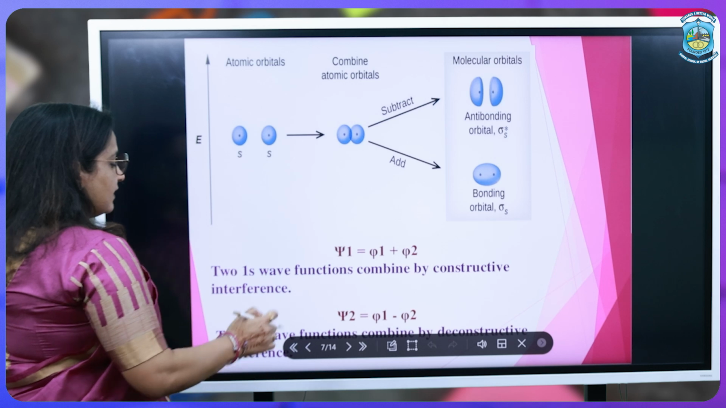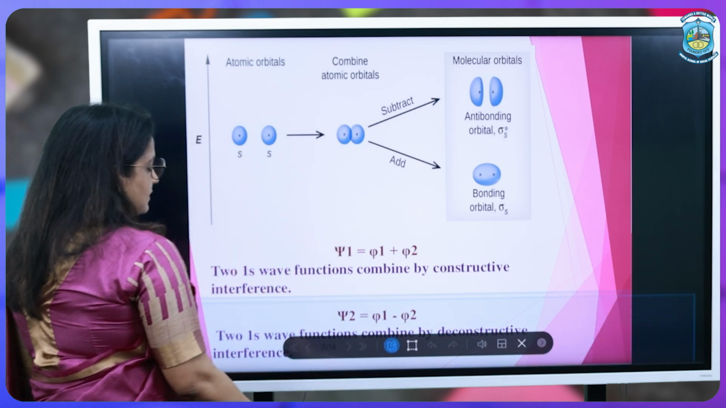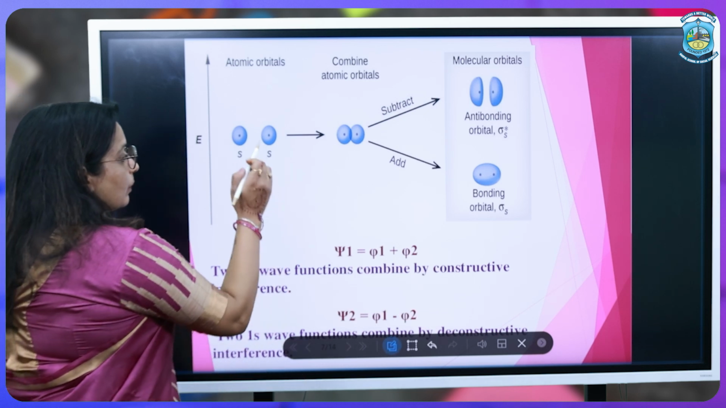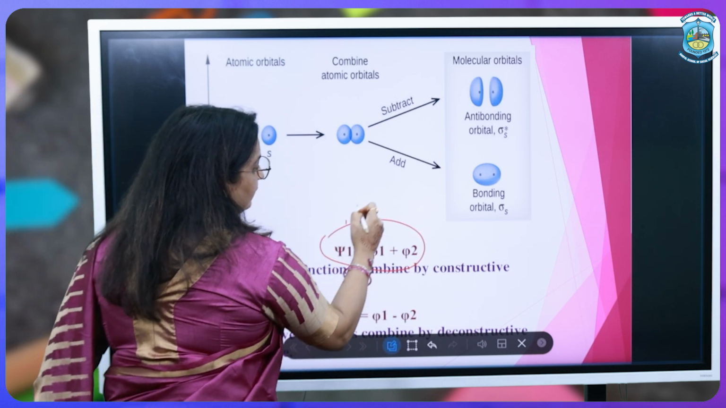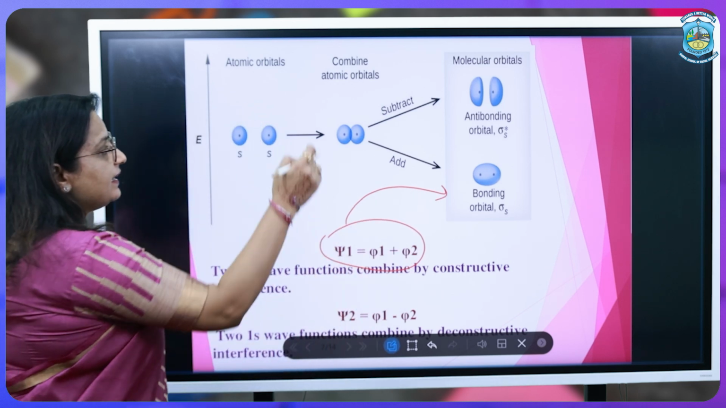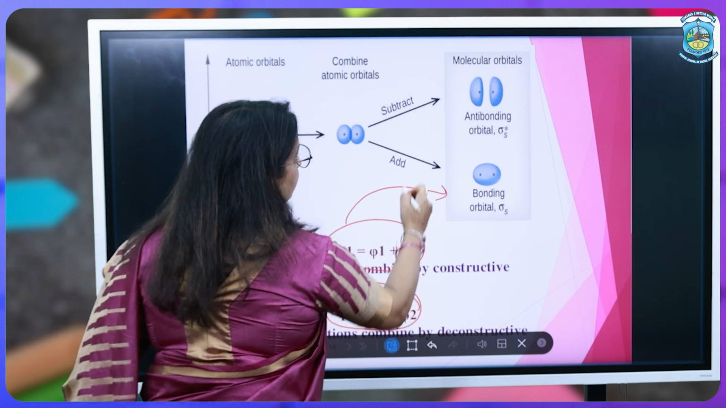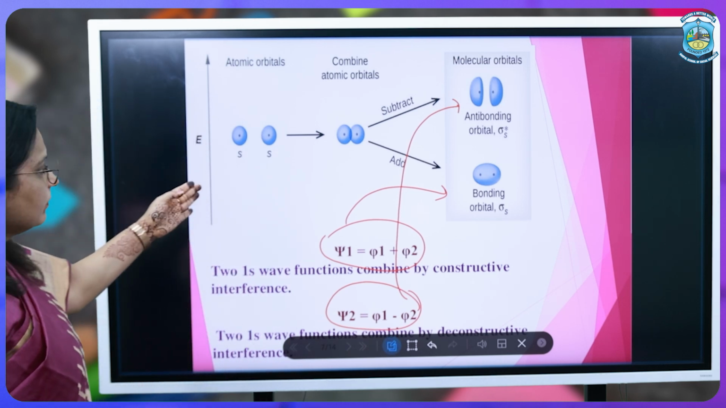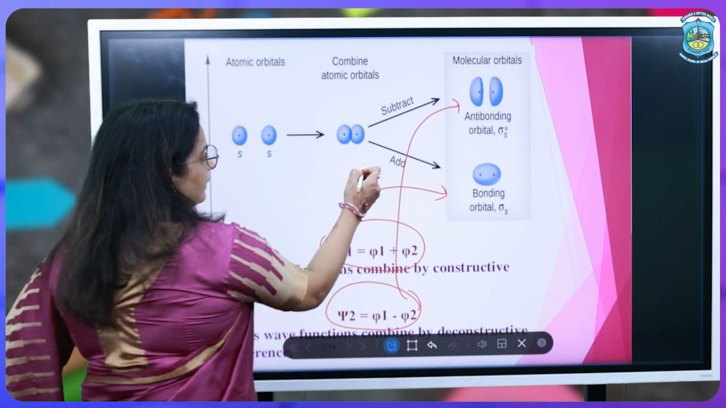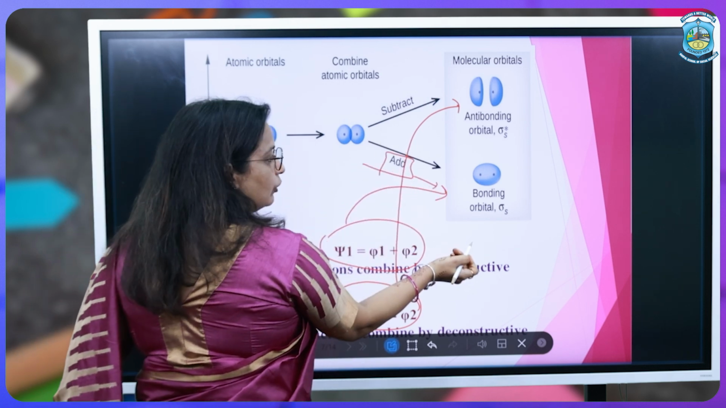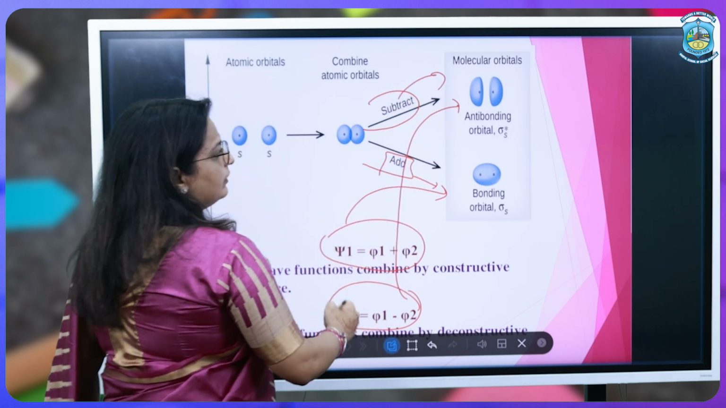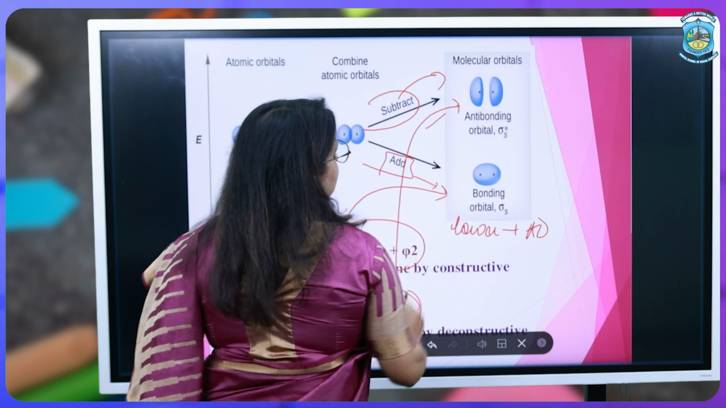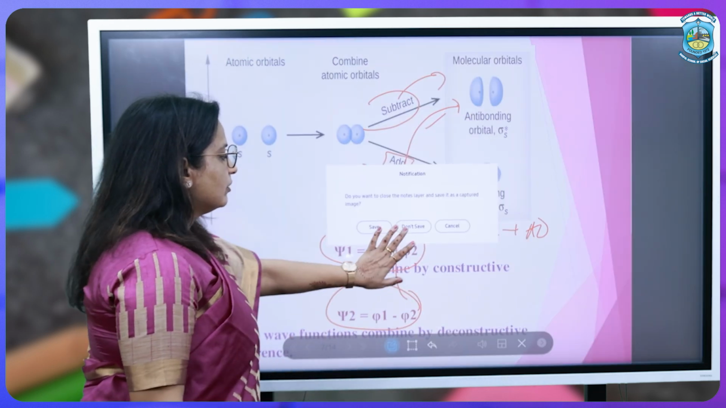Bonding orbitals are formed by constructive interference of waves, because this is solved by the Schrodinger wave equation. So bonding molecular orbitals are formed by constructive interference, and anti-bonding molecular orbitals are formed by destructive interference. So this is the combination of atomic orbitals. Additive is bonding, which is of lower energy. Subtractive is anti-bonding, which is of higher energy. So bonding is comparatively lower than atomic orbitals, and anti-bonding is comparatively higher than atomic orbitals.